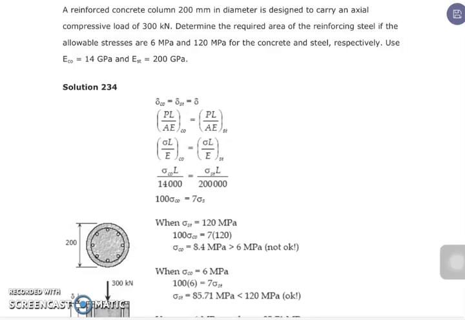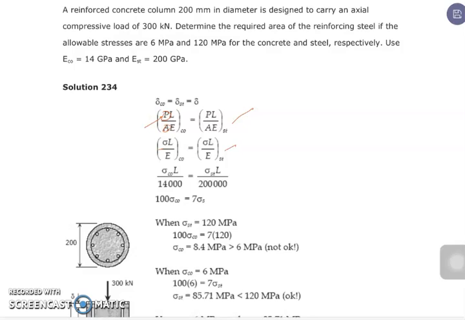For this, of course, we have the relationship that the deformation on the concrete is equal to the deformation on the steel. Based on our formula, PL all over AE is for the concrete, and PL all over AE is for the steel. Of course, P over A is equivalent to stress. So we can simplify our formula for deformation as sigma L over E for the concrete, and sigma L over E for the steel.